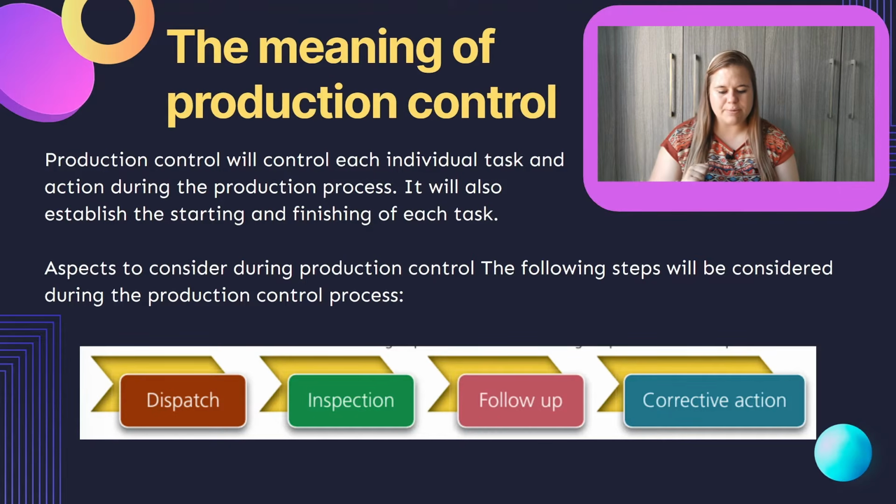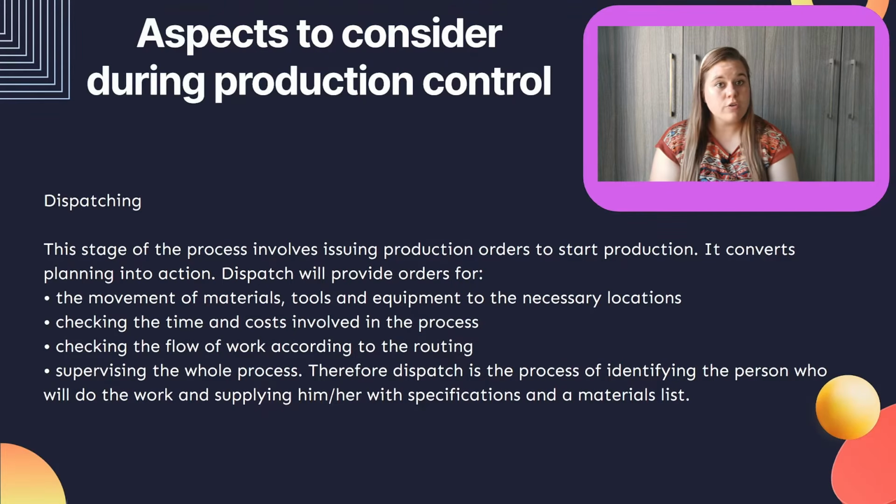So these are the aspects. We can also look at them as steps to consider during production control: dispatch, inspection, follow-up, and corrective action. Dispatching: this stage of the process involves issuing production orders to start production. It converts planning into action.